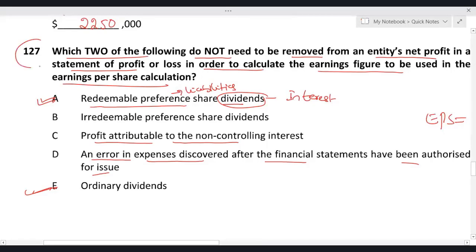So question 127, I would say, is a really good question in which the examiner has asked us what are the two events which there's no need to remove from the net profit. Obviously, ordinary dividends don't have any effect on the net profit. So while calculating EPS, there's no need to adjust this ordinary dividend. So A and E is your answer.